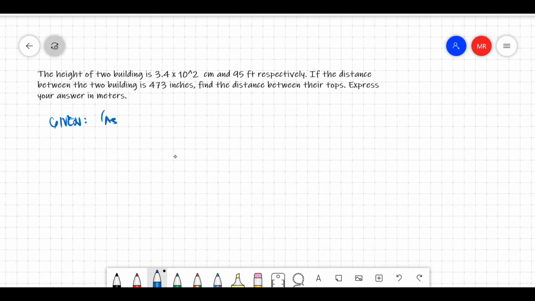As shown, the height of the two buildings is 3.4 times 10 raised to 2 centimeters. So we have building 1, 3.4 times 10 raised to 2 centimeters, which is equivalent to 340 centimeters or 3.4 meters.